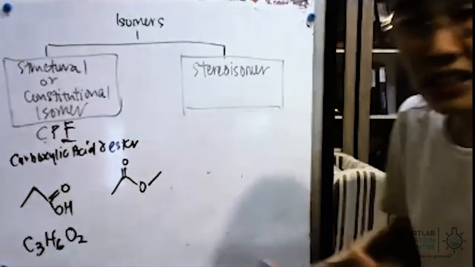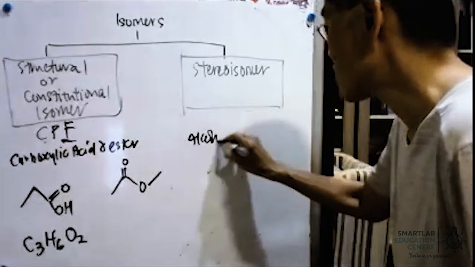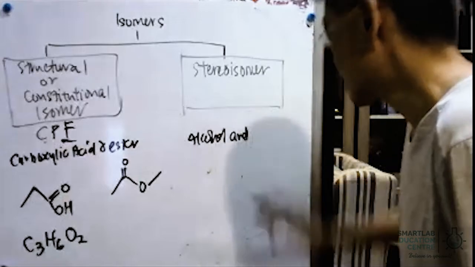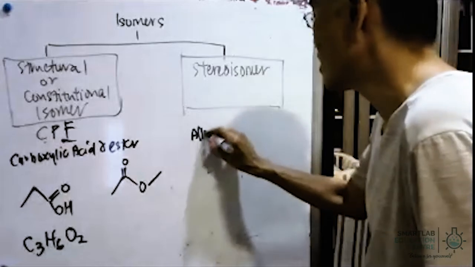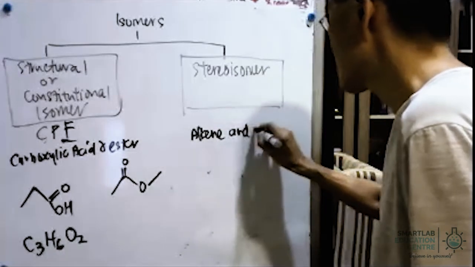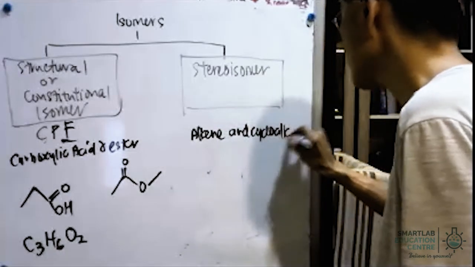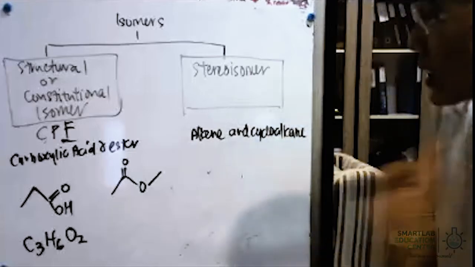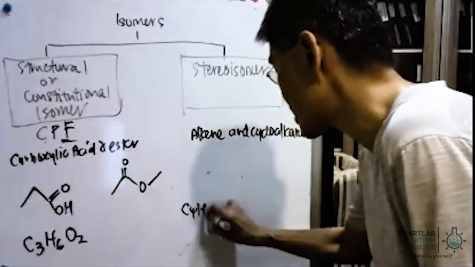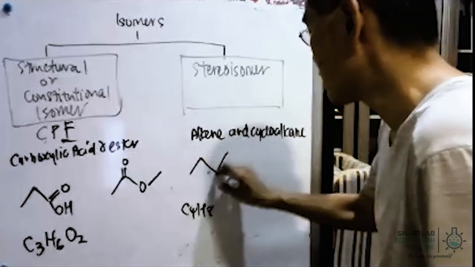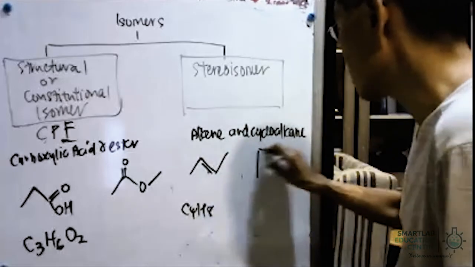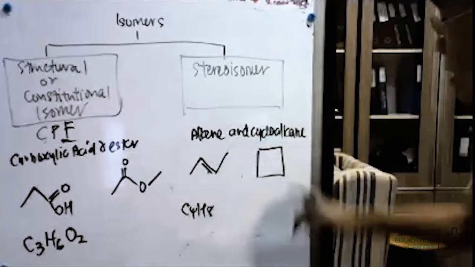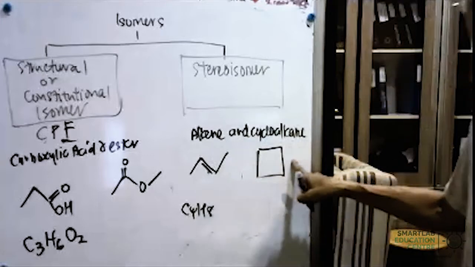Okay. The other set that you learned back in O level is your alcohol and, sorry, I'll correct myself. The other set that you learned back in O level is your alkene and cycloalkane. Okay, so again, a classical example would be your C4H8 again. Just now you probably remember we did that for butene. And for the case of the cycloalkane, we can also ring it in this manner. This will now be our cyclobutane.